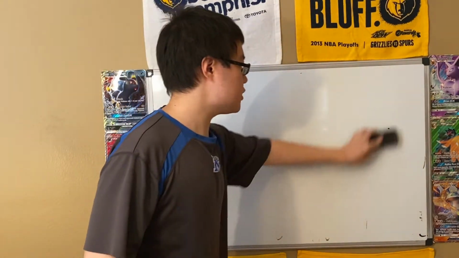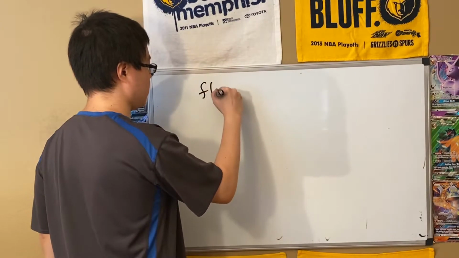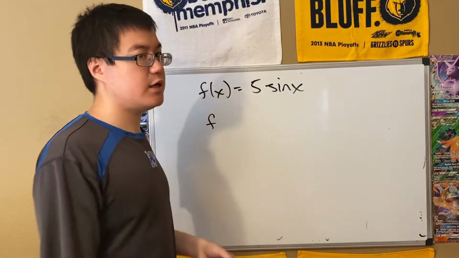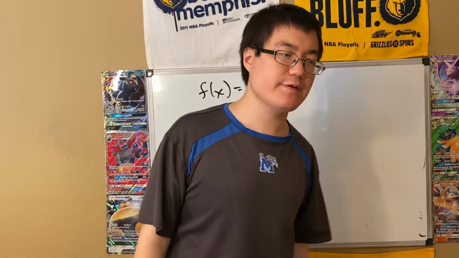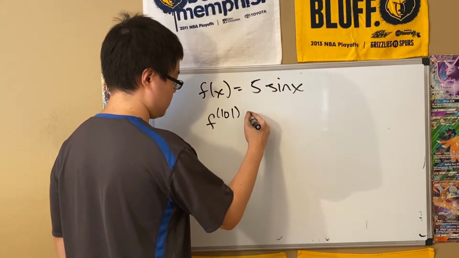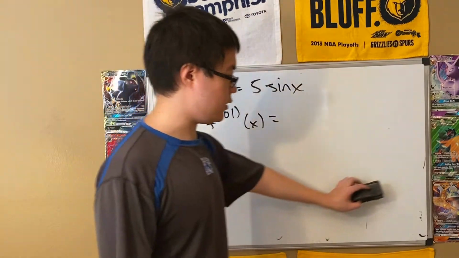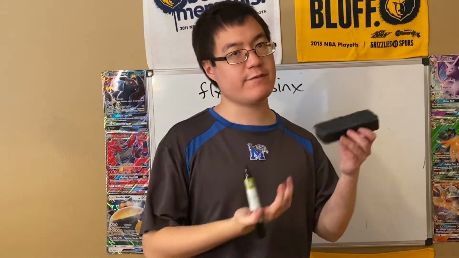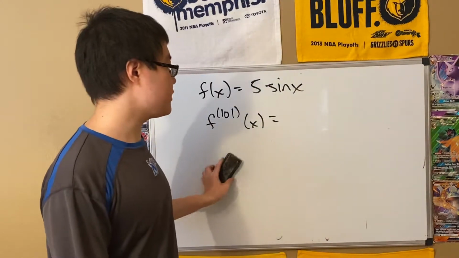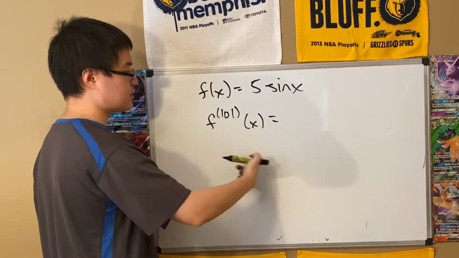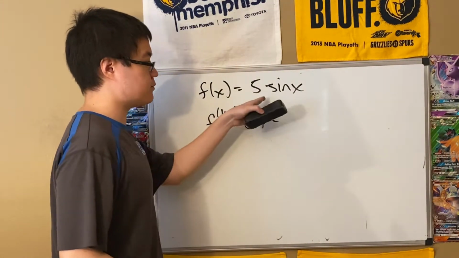So what we're going to do is start off with a function. Let's start off with 5 times sine x. And what we want to think about is not the second derivative or the third derivative or the first derivative. We want to know what the 101st derivative is. How crazy. Usually we denote derivatives with prime marks. f prime of x is the first derivative, f double prime of x is the second derivative. But because we don't want to list out 101 prime marks, once we get to a certainly big number, this means the 101st derivative of this function.